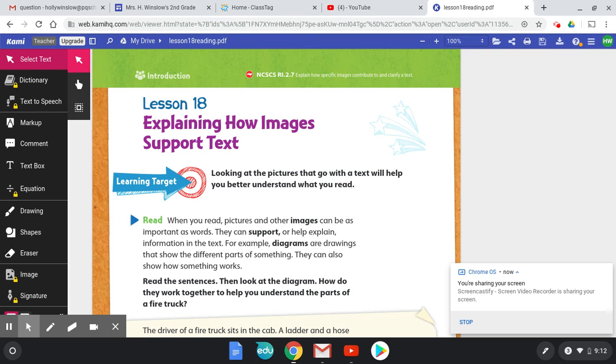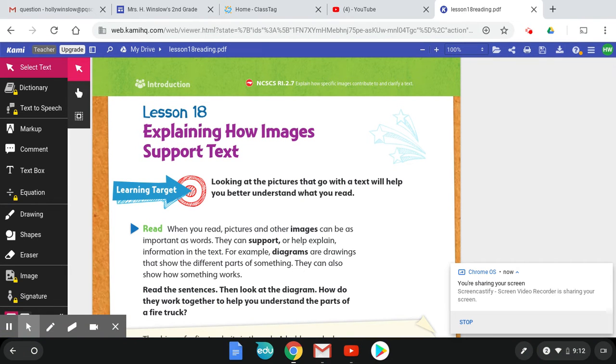Good morning, guys. Today we are starting a new unit, and with this unit, we will be working with nonfiction text. So this week's lesson is lesson 18. It's in your workbook on pages 296 and 297, and we're talking about explaining how images support your text.